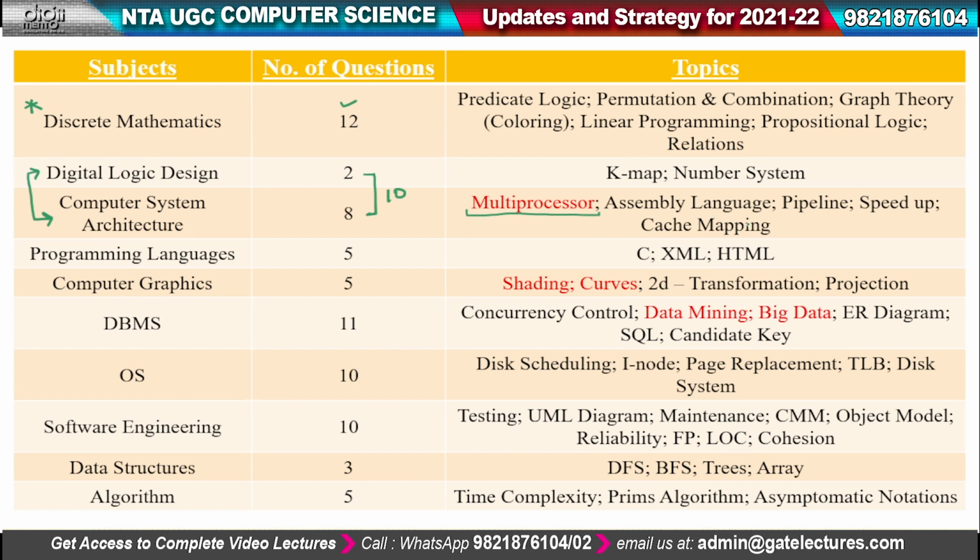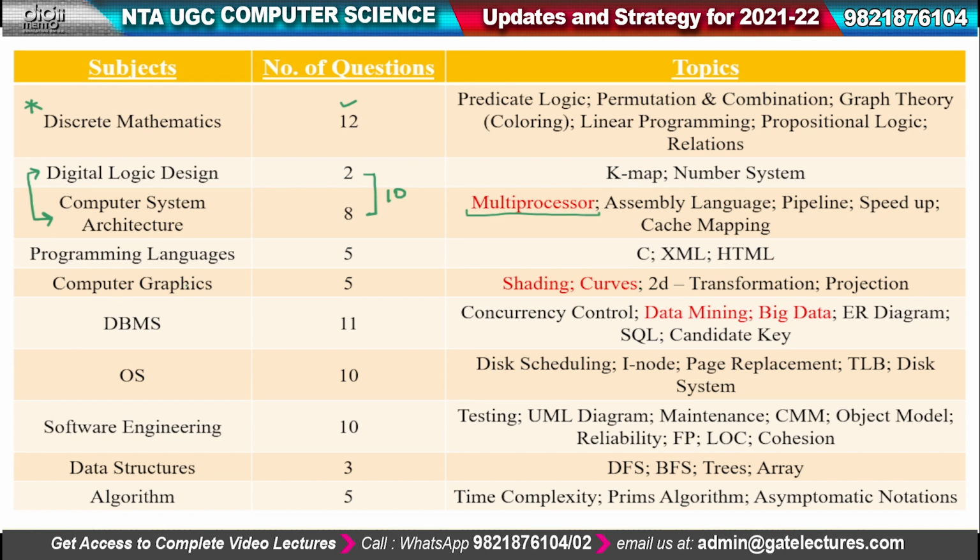Then pipeline, a very important topic. Speedup, another important topic. Cache mapping, another very important topic. So for the rest of the topics, if you see the questions that are being asked, only multiprocessor is one topic that you might not have studied. Okay, you might have left it, but for all the rest you must have studied. And if you have not studied, you should start preparing these topics, because these topics are important. A question from pipeline is sure to come, it is a very important topic, okay?